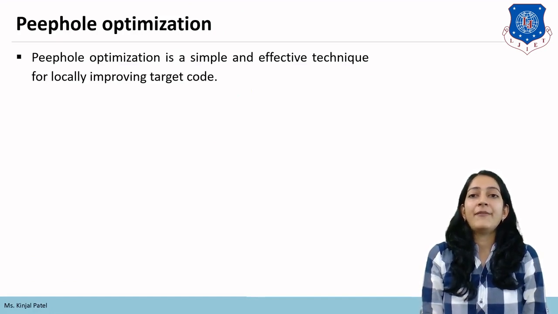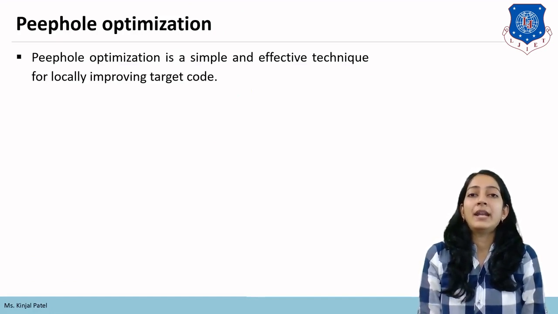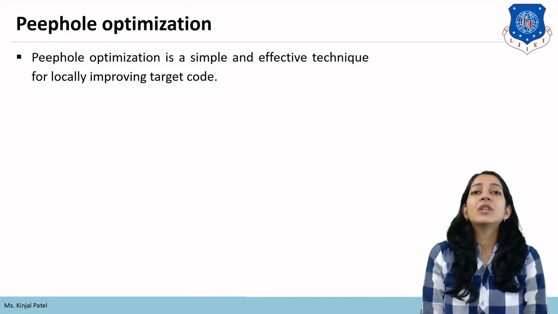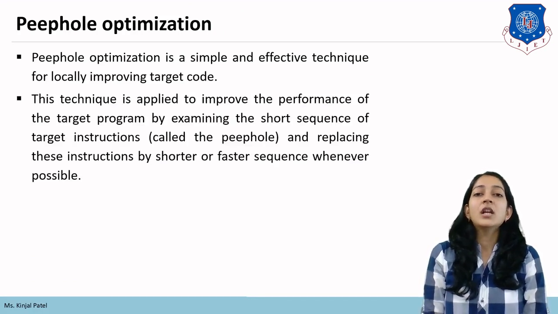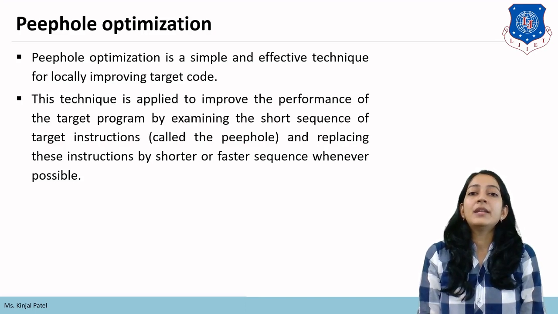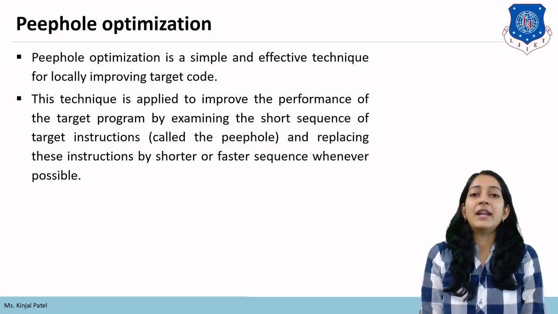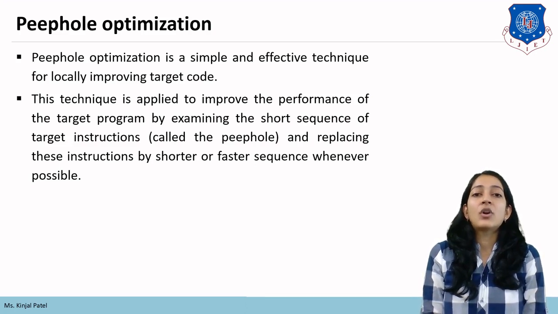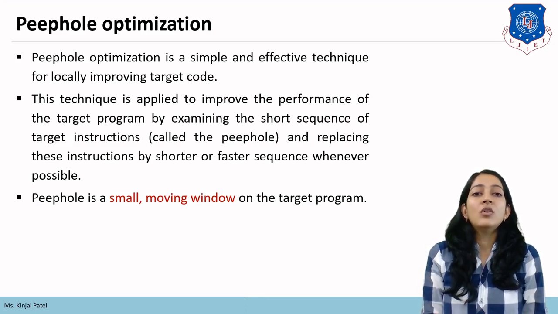It is a simple and effective technique for locally improving target code. Peephole optimization is used to generate the code efficiently. This technique is applied to improve the performance of the target program by examining a short sequence of target instructions, and that short sequence of target instructions we are examining is known as a peephole. We replace these instructions by a shorter and faster sequence whenever possible. A peephole is a small moving window on the target program. Now we apply this peephole to different sequences of a program, and that is known as peephole optimization.